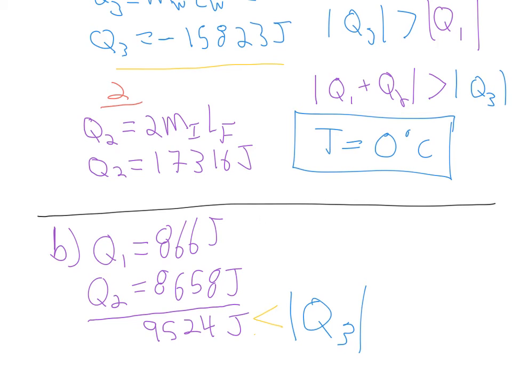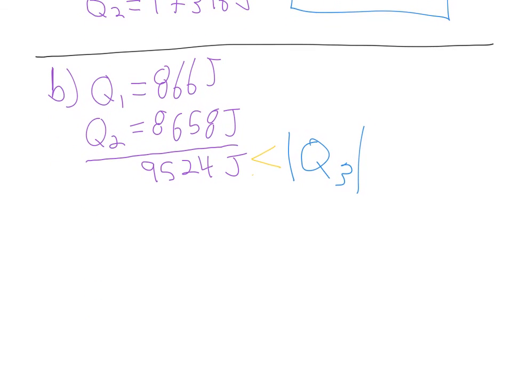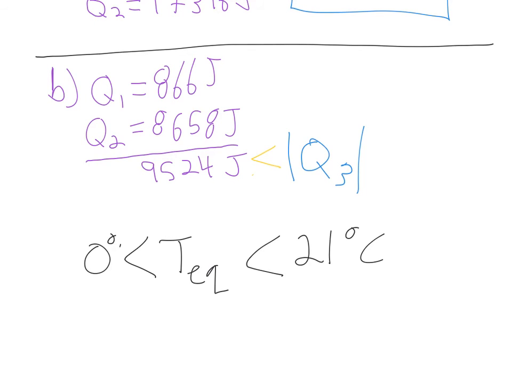So what we've just discovered from that alone is that our equilibrium temperature in part B is going to be greater than 0, and then we know because of where the water started that it's less than 21. Okay? So that's fun, but how do we figure out what that actual equilibrium temperature is? Well, now that we know what happens, we can put all of this together.